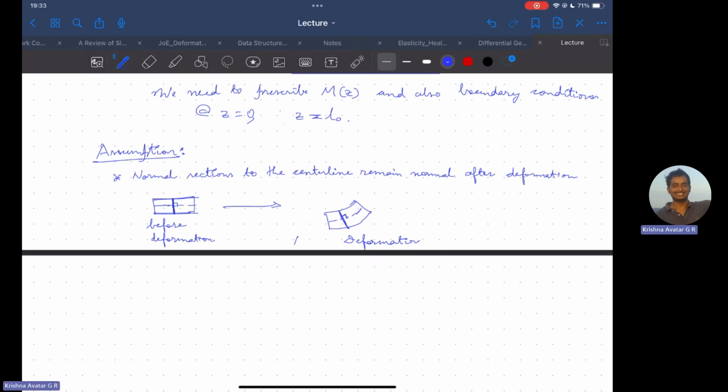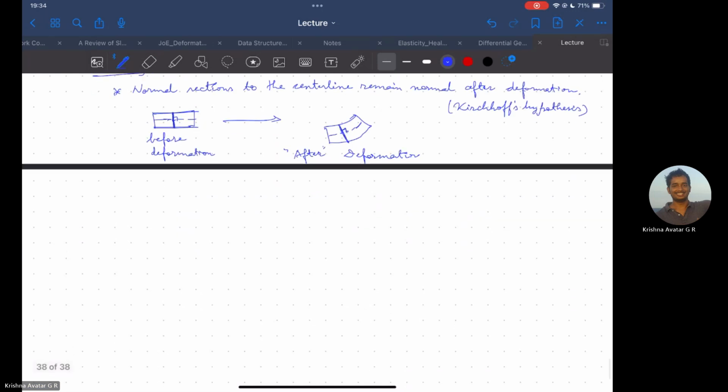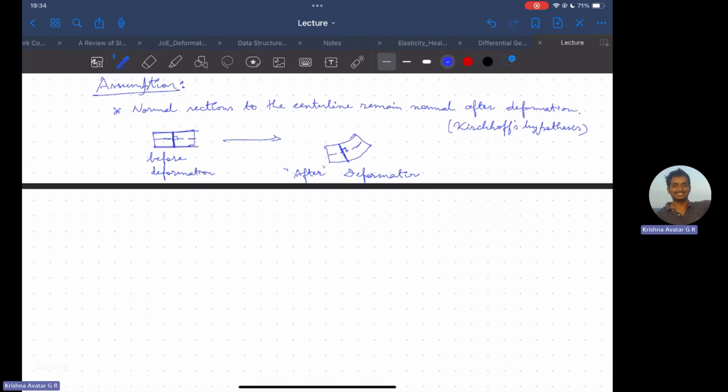So I better call it after deform, although it's just meant to show that deformation has taken place. So that is the assumption, and this assumption is also called Kirchhoff's hypothesis. Right? Now, what if we relax this assumption?